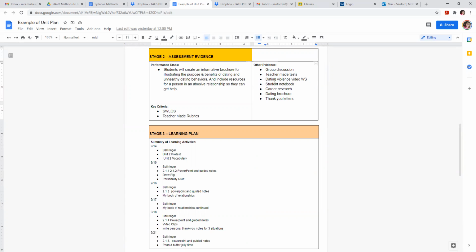Other evidence, we're going to do other things besides this project. Discussions, tests I'm going to make. We're going to watch a video. We'll have a student notebook I grade, some research. There's that project, the dating brochure. We're going to write some thank you letters. This is some other stuff. You might not have a ton of stuff for this.